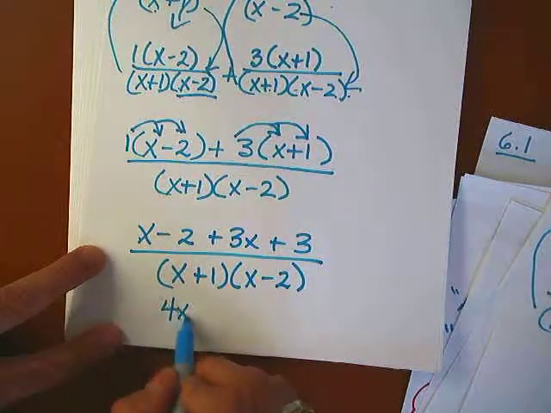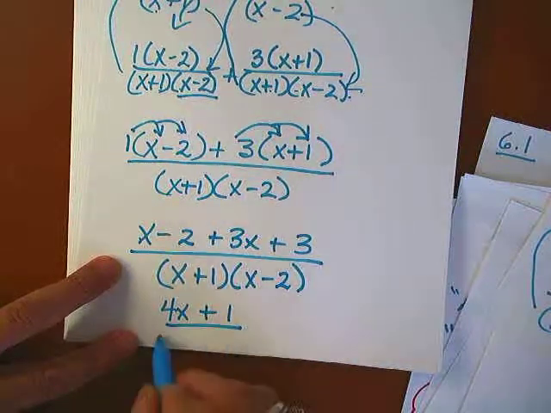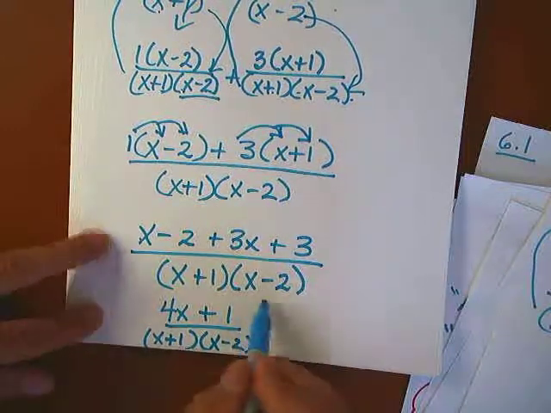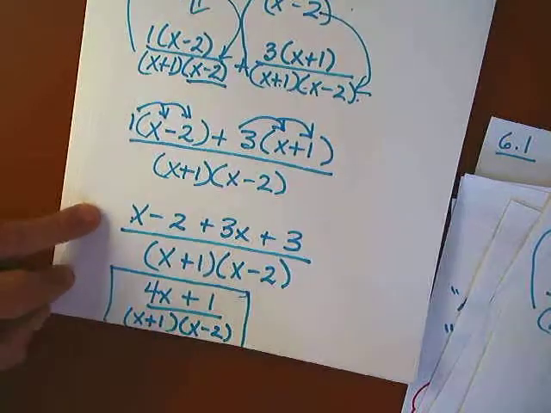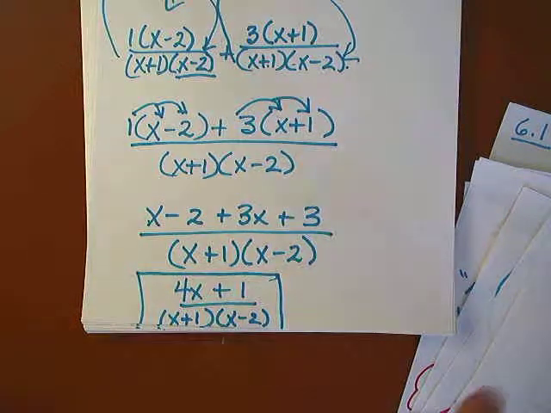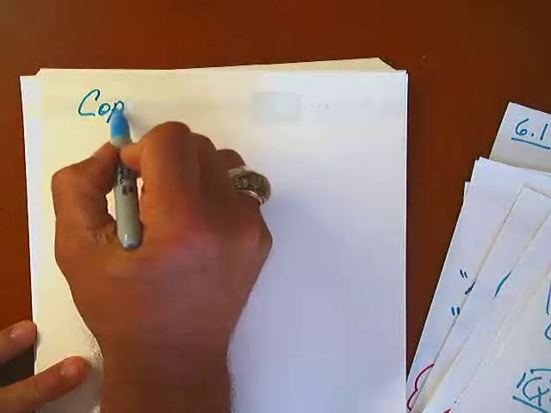Now this up here we can clean up. We can clean up the numerator. So distribute the 1, distribute the positive 3, and we get x minus 2 plus 3x plus 3 all over x plus 1 times x minus 2. And x plus 3x is 4x, and negative 2 plus 3 is 1 over x plus 1 times x minus 2.